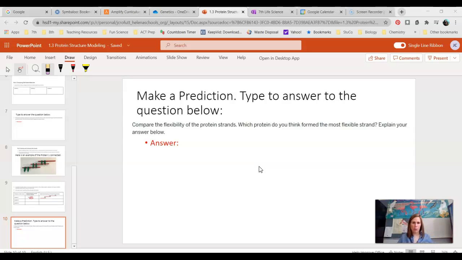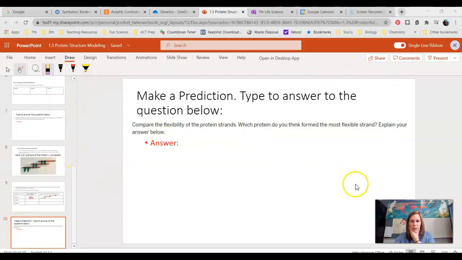Explain your answer below. So is it going to be protein 1, which I just showed you? Or protein 2? Do you think this would be more or less flexible if all of these were connected together? Or protein 3? And then explain why you think that one will be. So that's your assignment.